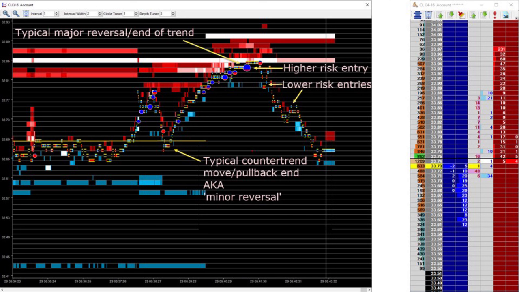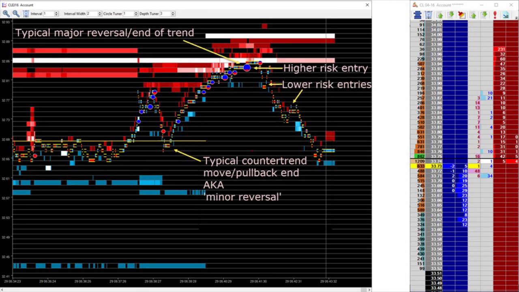Now, as we get to the top, this is where we put in our full reversal. This is actually, I believe, the high of the day here on crude. We see an area of high liquidity above us as prices moved up. And we can see as we moved up, it's taking progressively more and more contracts to move through the offers. That's what the blue circles are telling us.